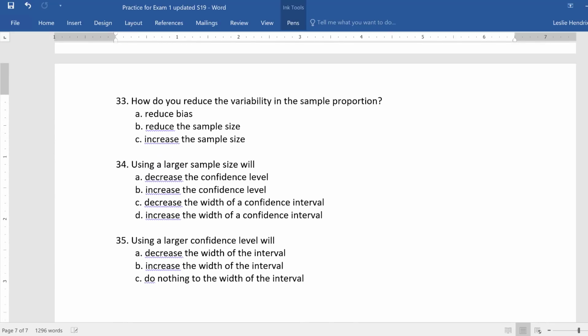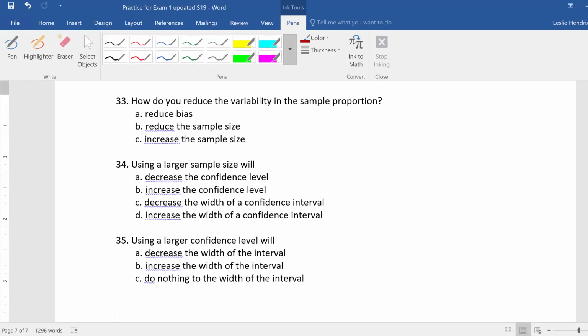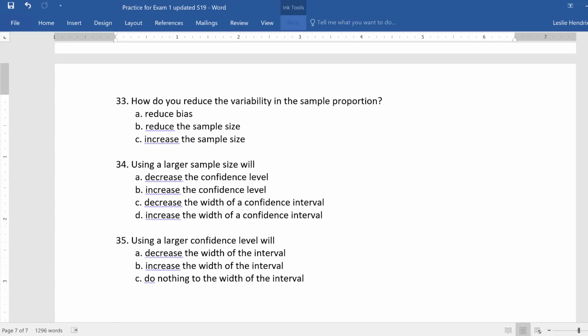All right, how do you reduce the variability in the sample proportion? How do you reduce the variability in general in statistics? Get a bigger sample size. So increasing the sample size is going to reduce the variability. 34, using a larger sample size will do what? Well, that decreases variability, so that's going to generally decrease the width of a confidence interval.